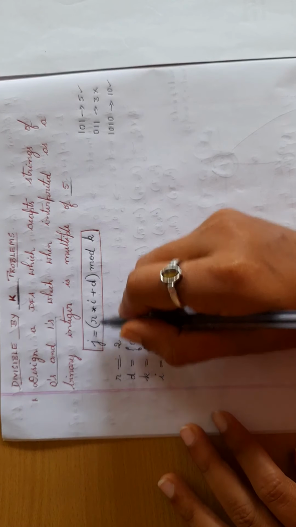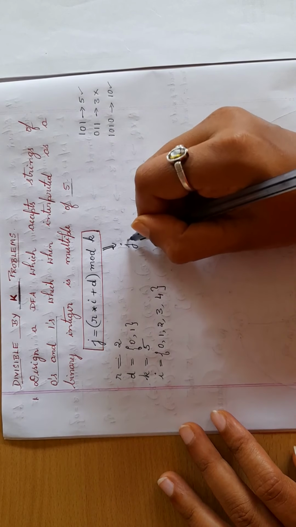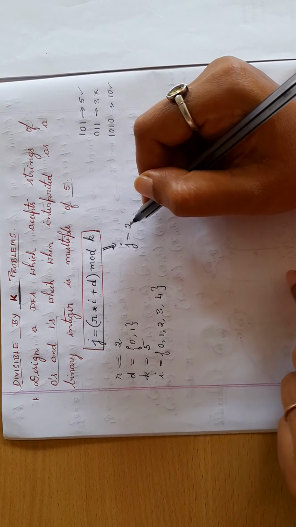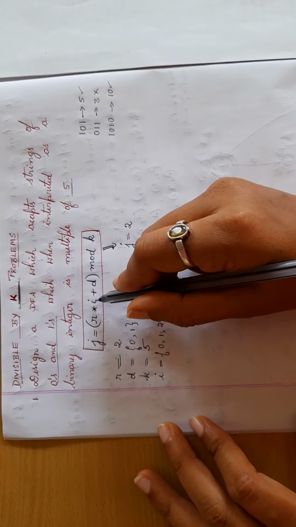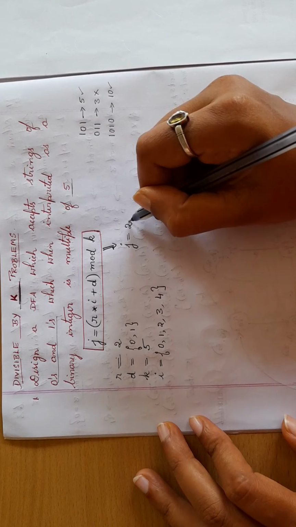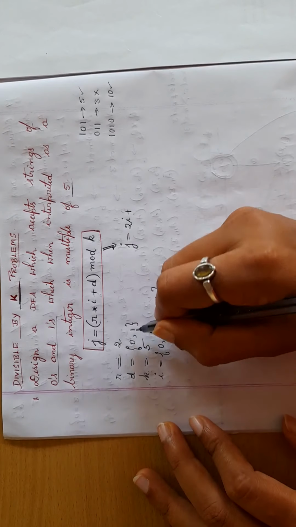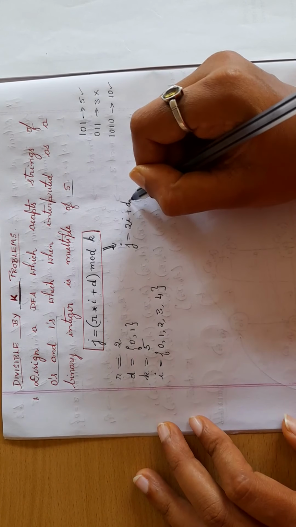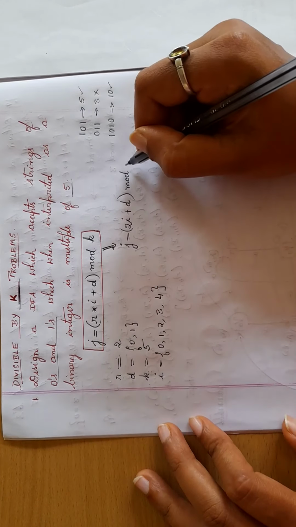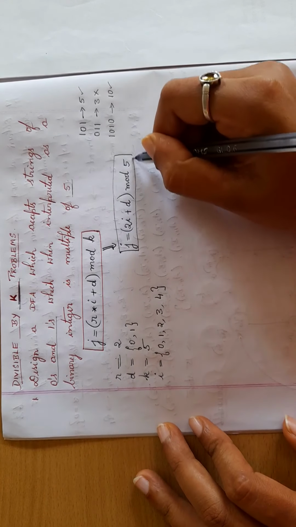Now I am finding J, which is equal to R, whose value is 2, multiplied by I, which has different possibilities 0, 1, 2, 3 and 4, plus D, which has two possibilities 0 and 1, mod K. The value of K is a single value, that is 5. This is what I get with respect to the given question.